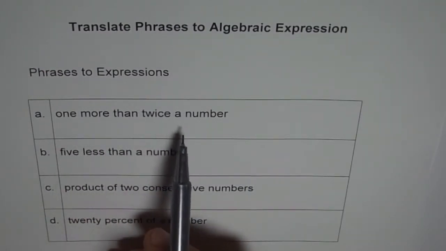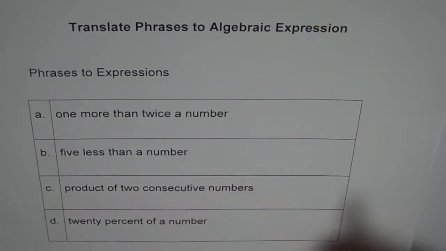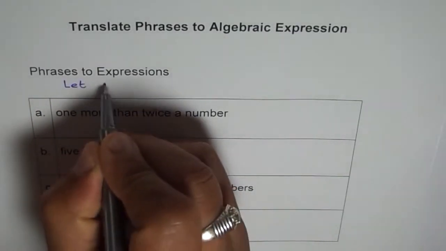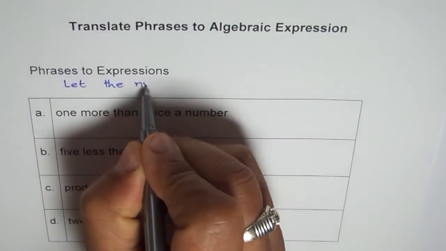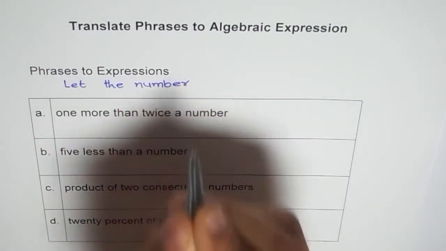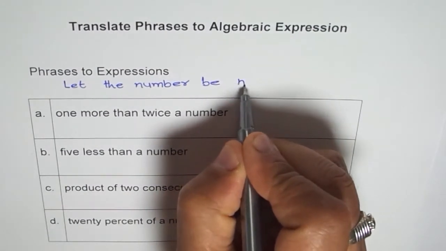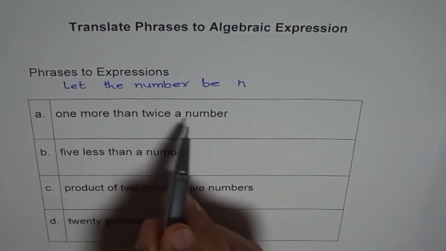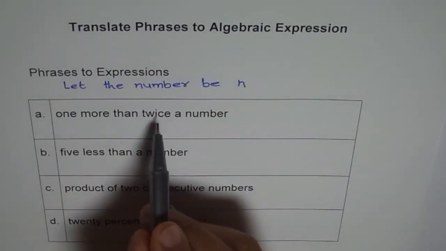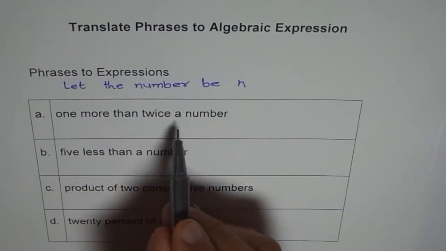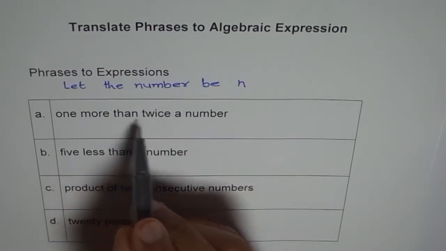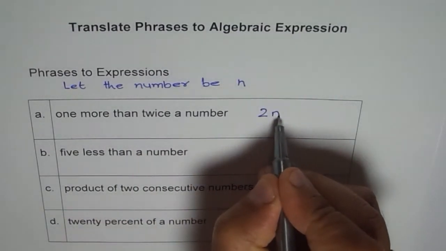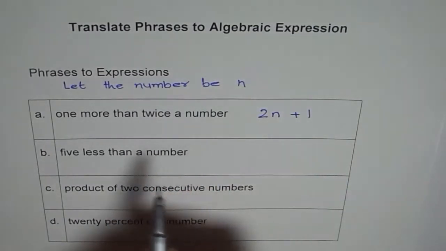One more than twice a number. So first thing is, we should define what a number is. So we'll say in general, let the number be n. So we'll use this n for number, right? One more than twice a number. So twice a number and one more than. We could write 1 plus twice a number. Or a better way still to write here is 2n plus 1.